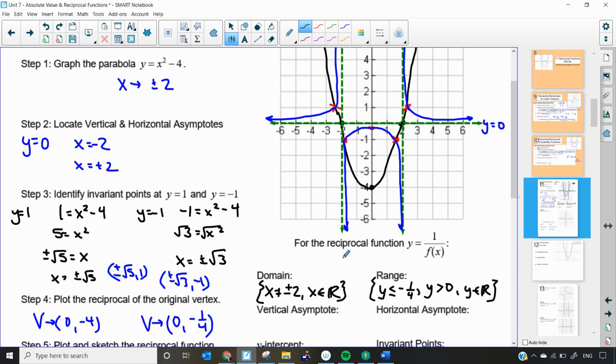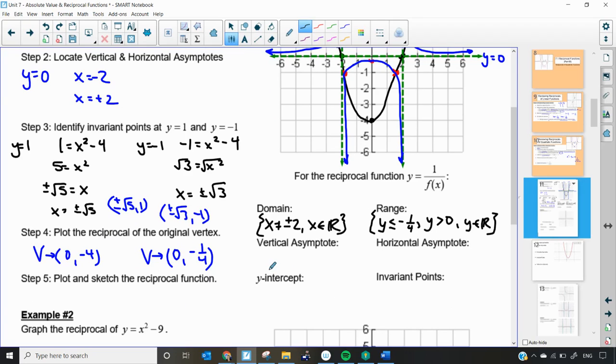Now for our vertical asymptotes, we've already talked about those. We have a vertical asymptote at x equals 2 and x equals -2. You could write that as x equals plus or minus 2. Our horizontal asymptote is happening at y equals 0. And our y-intercept is happening at 0, -1/4. And then our invariant points we calculated earlier, plus or minus root 5, 1, and plus or minus root 3, -1.